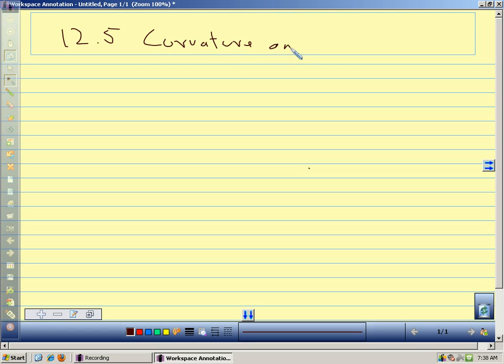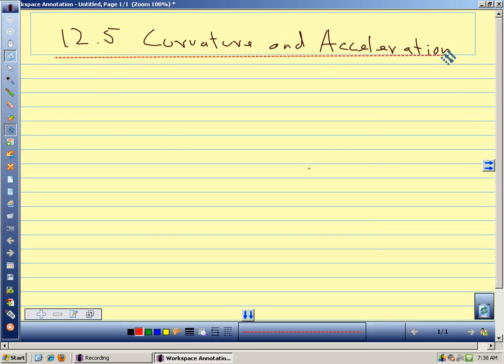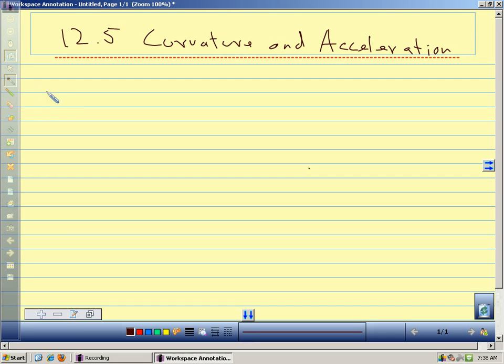4.5. Curvature and acceleration. And I told you last time that I would show you a shortcut for when we're working in rectangular coordinates in the plane. So let's look at that real quick. Last time we came up with a formula for curvature. We said that our curvature K was the magnitude of r prime cross r double prime divided by the magnitude of r prime cubed. And we said this was usually going to be the formula that's easiest to calculate curvature with.